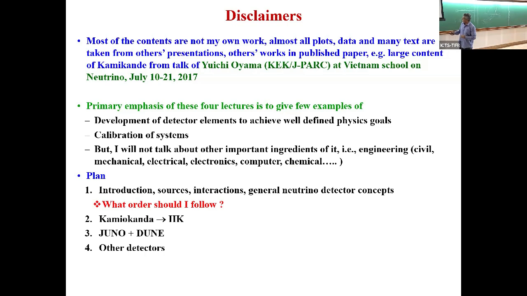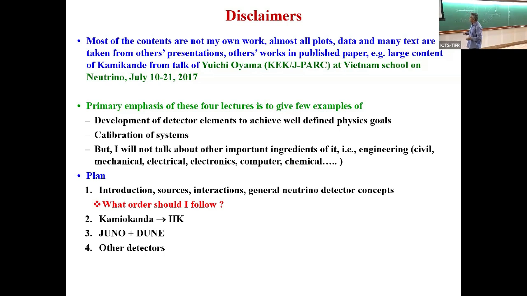In the third lecture, I will try to cover two experiments, JUNO and DUNE. These three experiments are among the pioneer experiments, and in the coming years JUNO and DUNE will be the most important experiments for neutrino physics. Then in the fourth lecture, on the third day, I will try to cover some other detectors, such as neutrino double beta decay and some other general detectors.